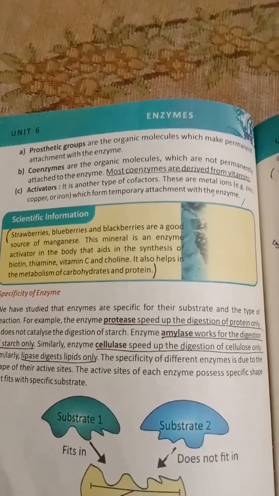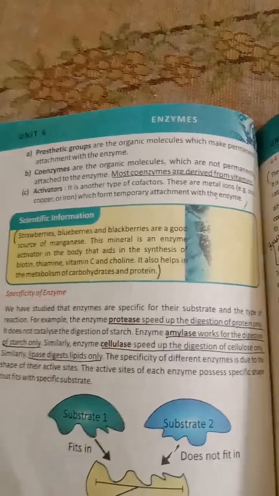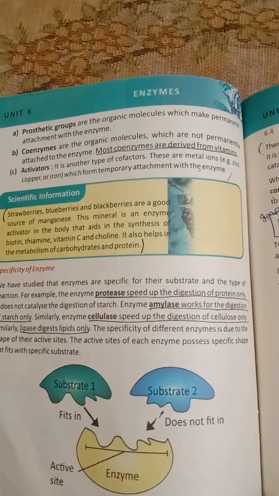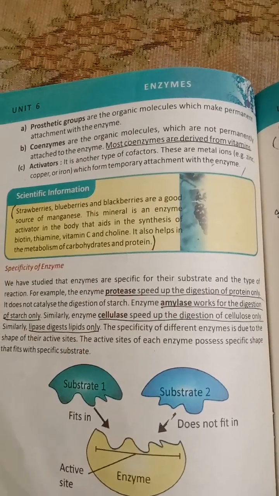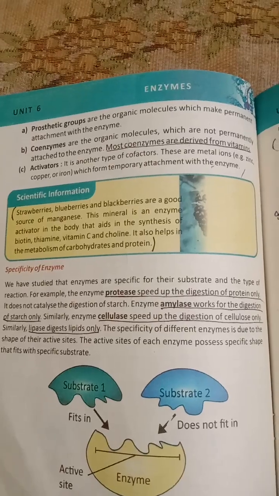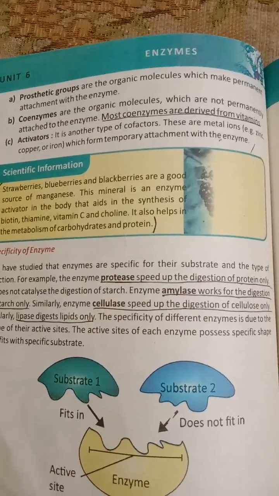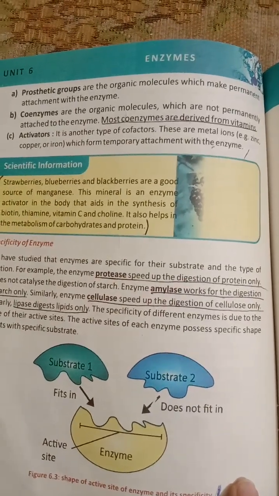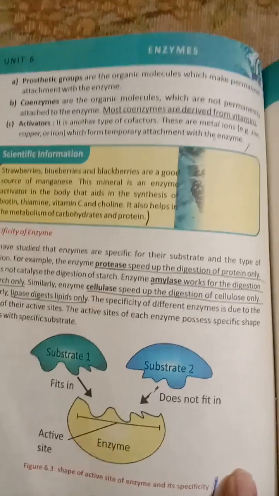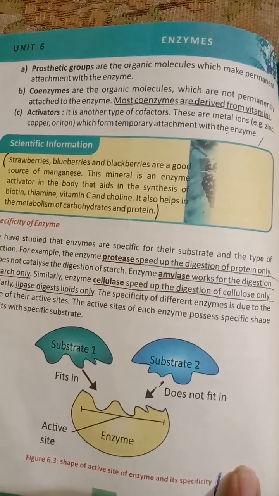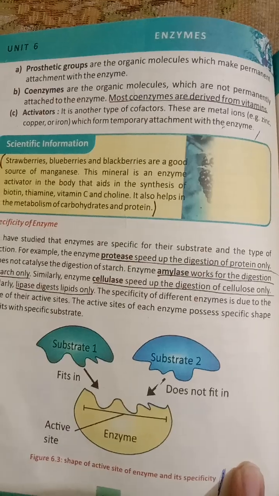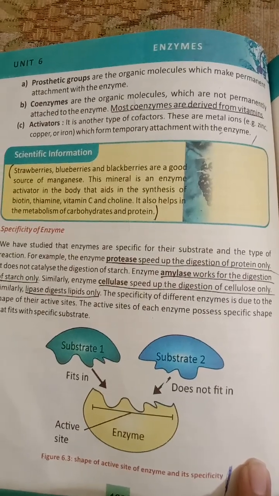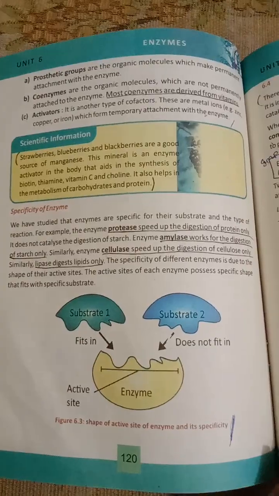The second one is coenzyme. Coenzymes are also organic molecules which are not permanently attached to the enzyme. Coenzyme is also an organic molecule like a prosthetic group, but the difference between a prosthetic group and a coenzyme is that coenzymes are not permanently attached to the enzyme. After the reaction they detach from the enzyme and leave it alone, and when the enzyme wants it, it attaches with the enzyme during the reaction.